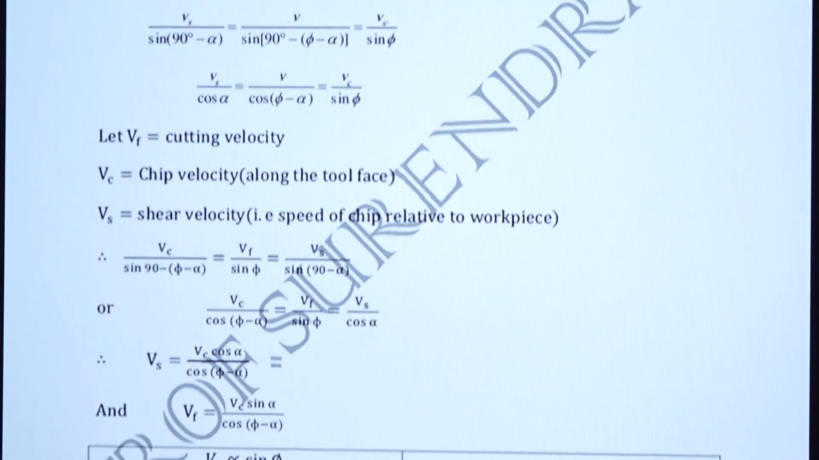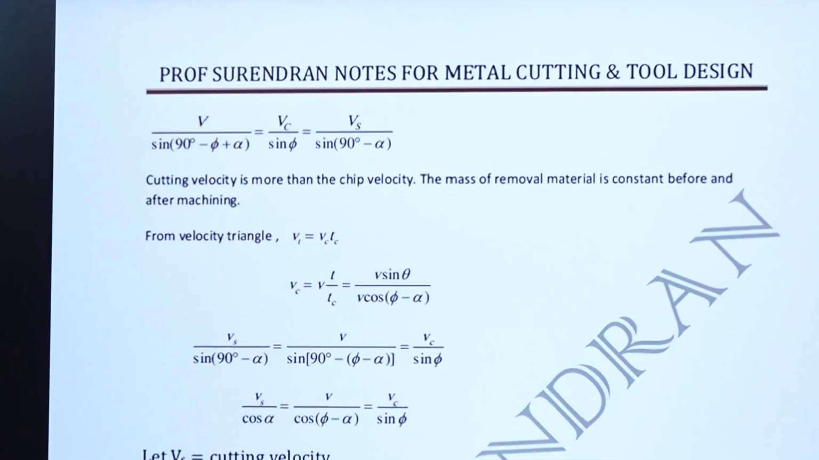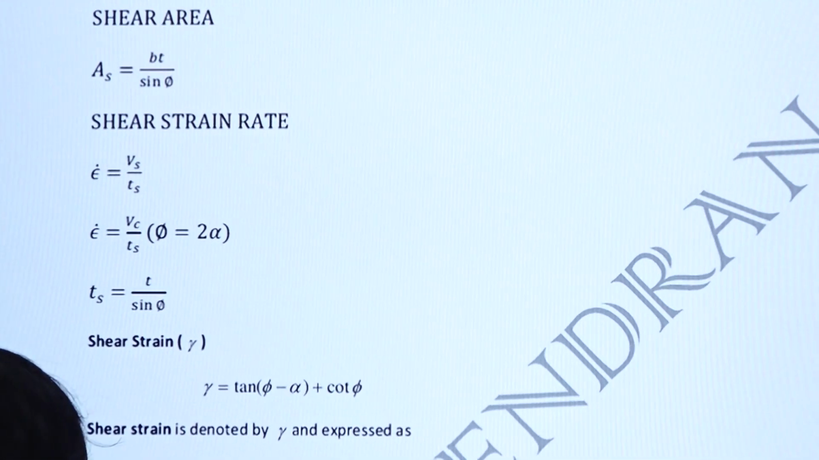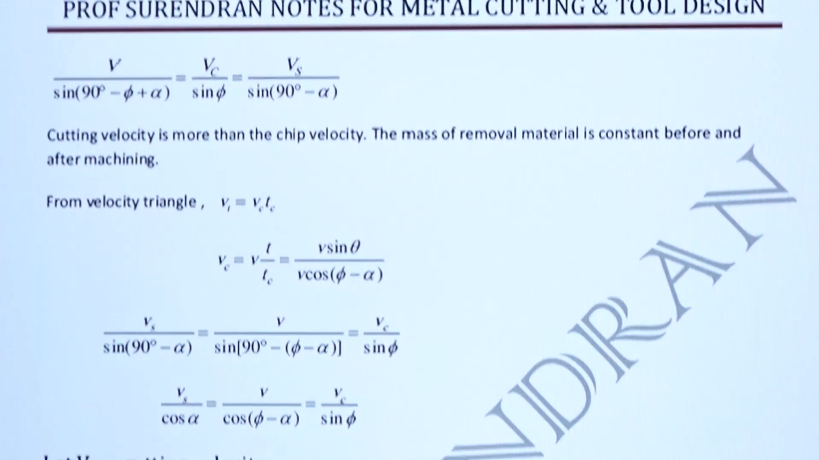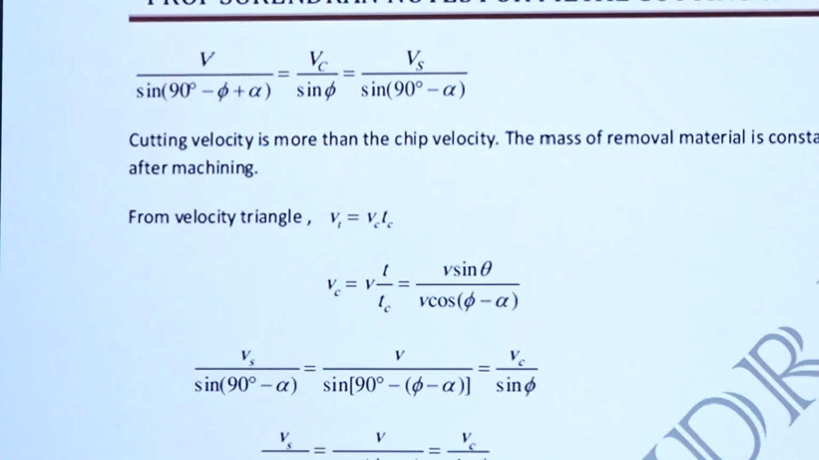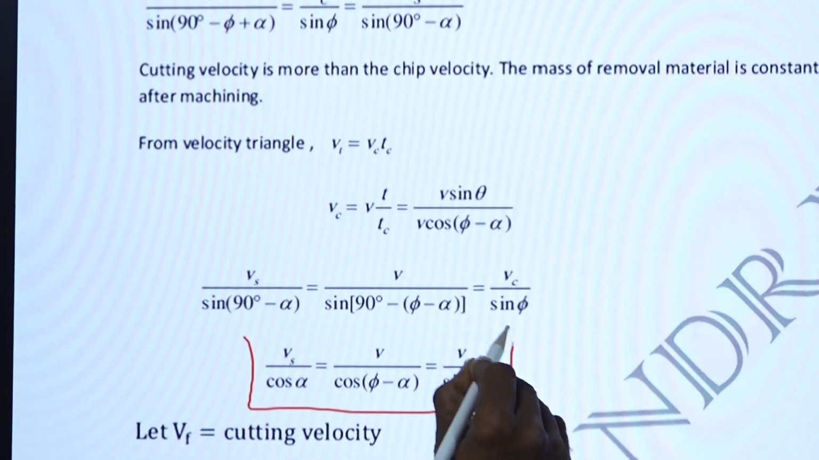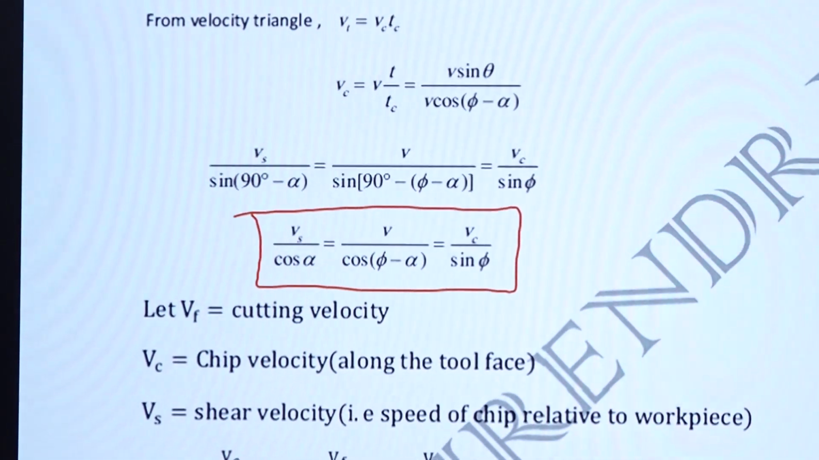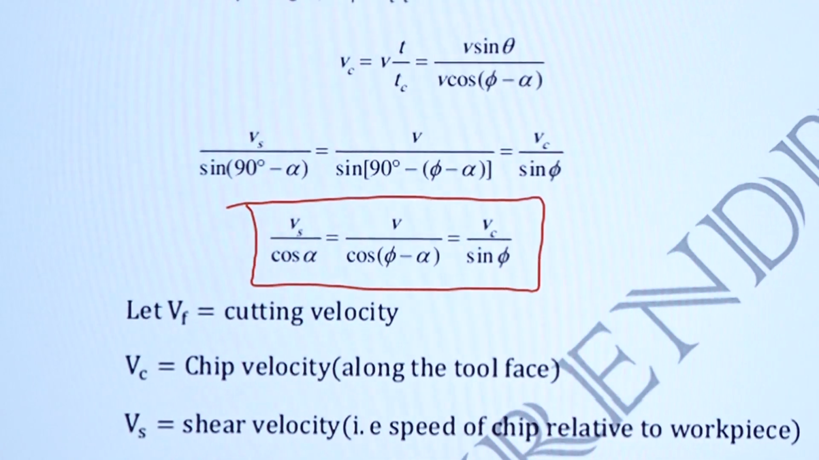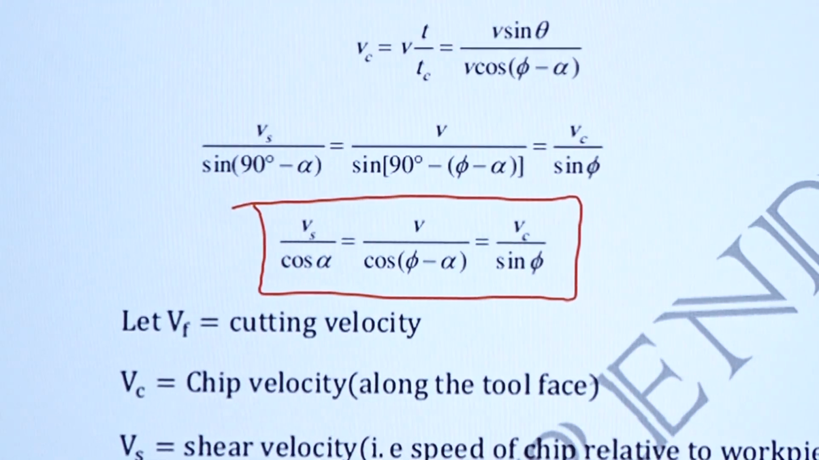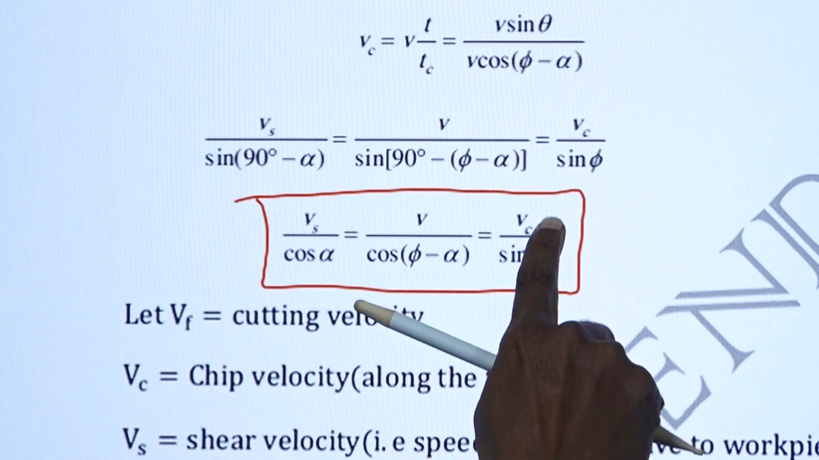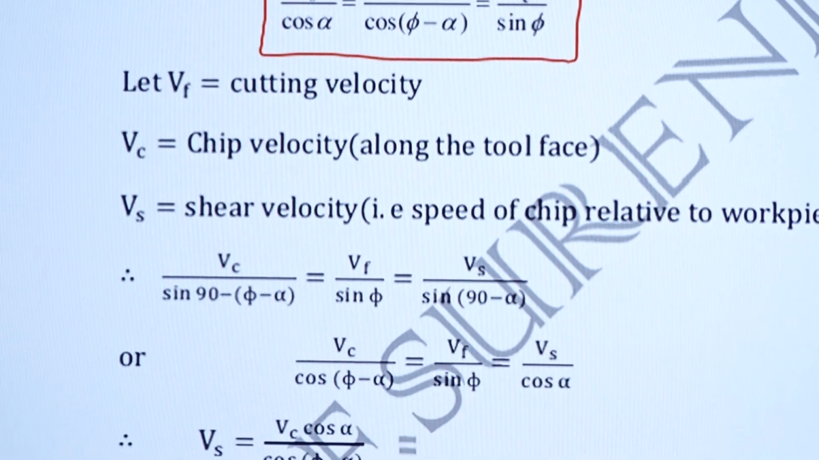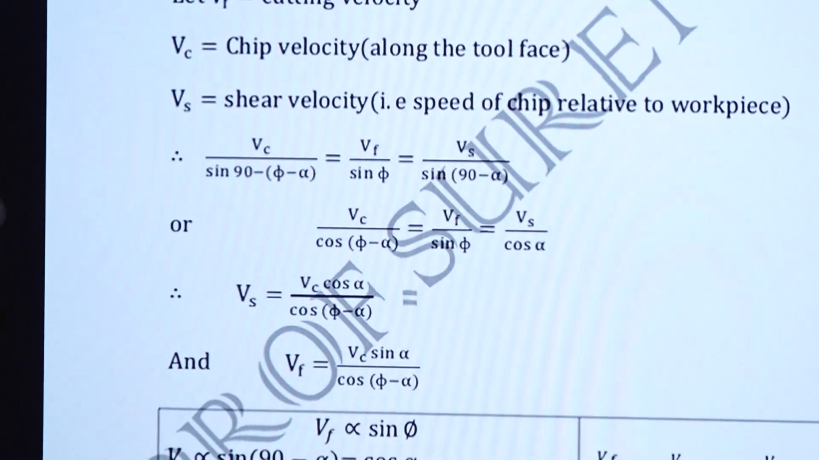So we have the velocity relationship. We already solved the velocity relationship of the Merchant circle previously. So Vs by cos alpha, equal to V by cos (phi minus alpha), equal to Vc by sin phi. You should easily remember these things. V is the cutting velocity, and Vc is the chip flow velocity. You can find any one of the angles or any one of the velocities by using this formula.